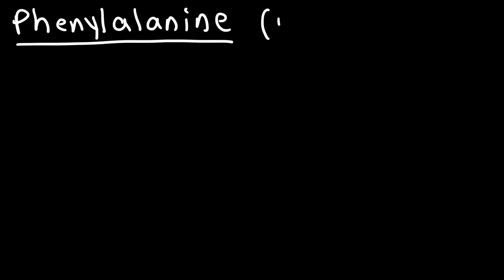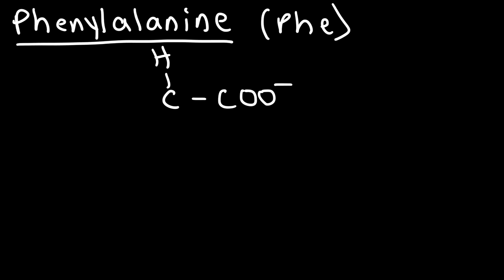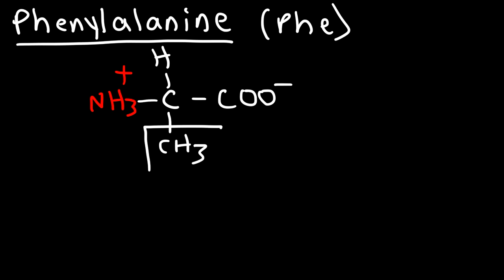Now the next amino acid that we are going to consider is known as phenylalanine, abbreviated PHE. Now let's focus on the word alanine because we drew the structure already. So if you recall, alanine had one carbon atom, a carboxylic group, a hydrogen, and an amino group. And then it had a methyl group. So alanine only had one carbon atom in its R group.